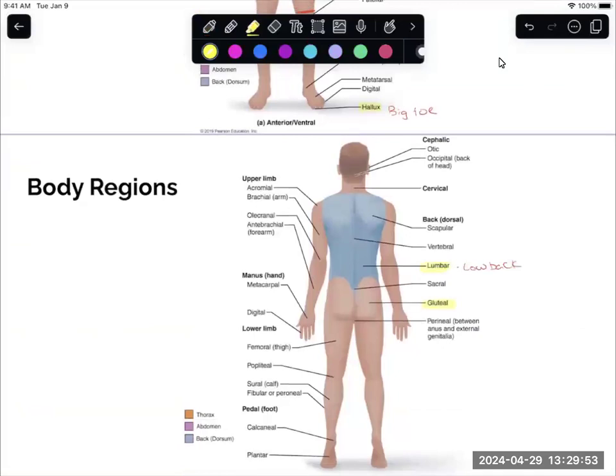Medial. Olecranon or olecranal. I like to add extra syllables some days. Olecranal is the back of the elbow. So that pointy elbow, when you bend your arm, that point, that's that olecranal. There is a part of the bone that's called the olecranon process. You'll learn that when we get to bones. But that's where that term actually comes from.